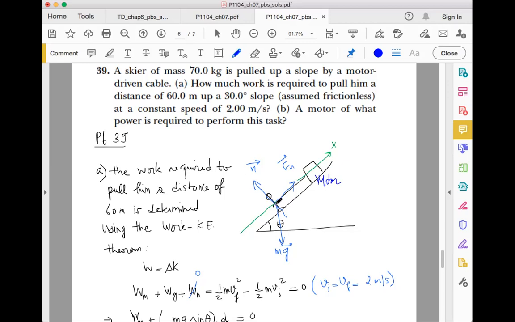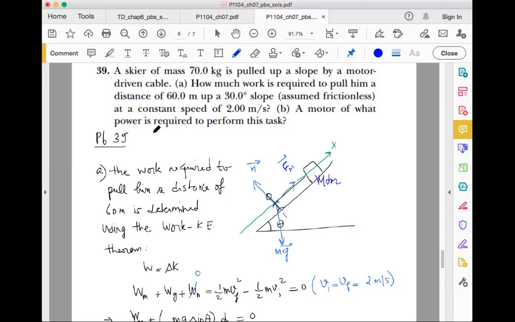So what are the forces acting on the skier? You have first the mg, right? This is the gravitational force. You have the normal force that is exerted by the surface on the skier, and on the other side you also have the tension in the cable. But the tension in the cable is nothing else than the force exerted by the motor. So this is what we call Fm, which refers to the force exerted by the motor.